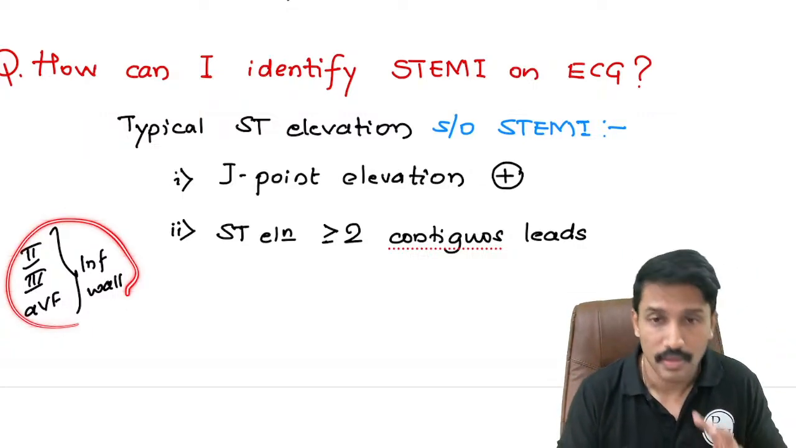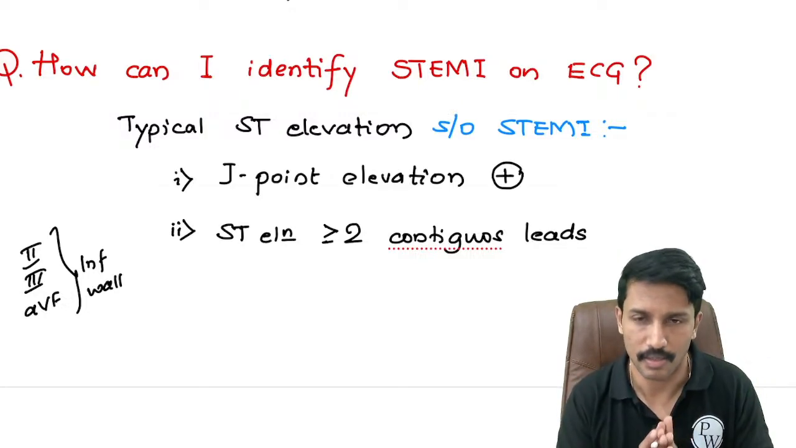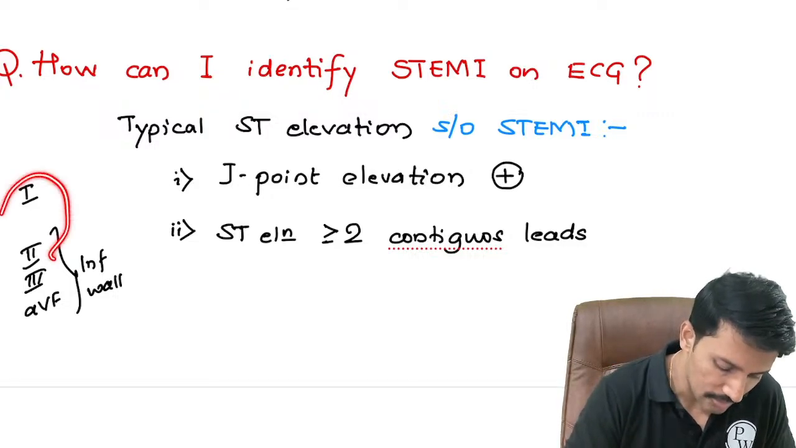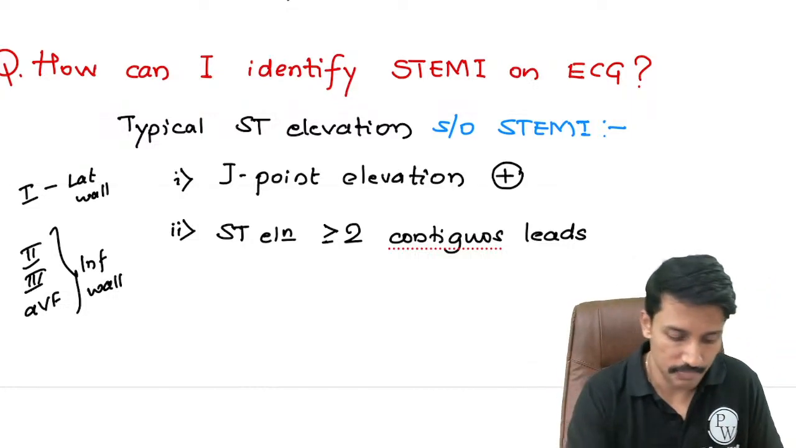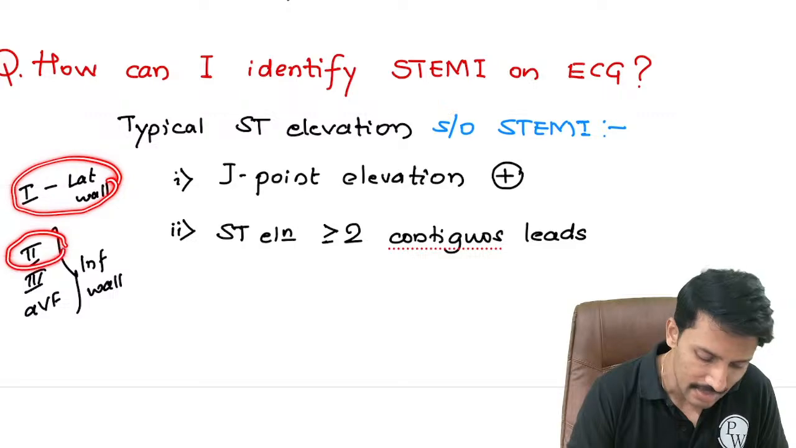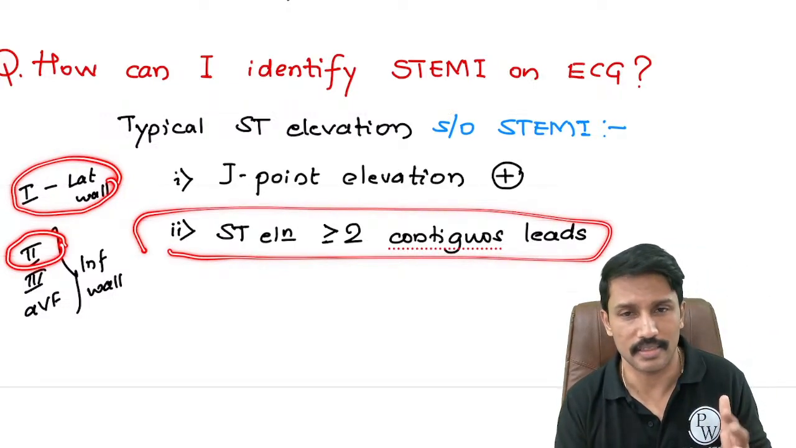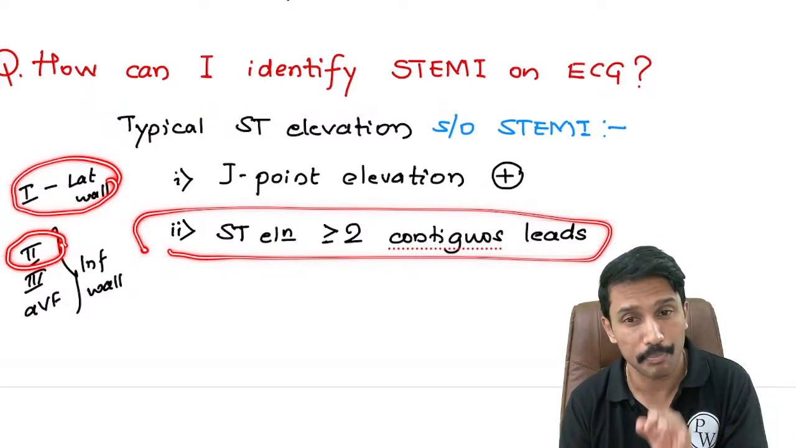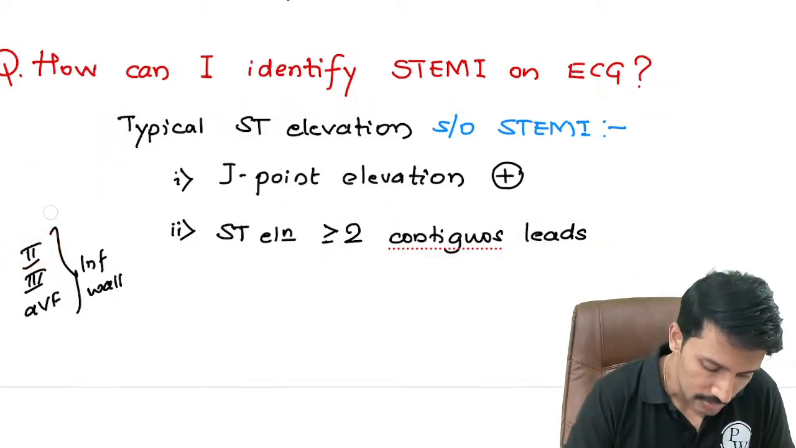Among these three, if I get ST elevation in at least 2 of them or more, that is typical. But 1 and 2 are not representing the same part of the heart. Lead 1 is representing the lateral wall, and lead 2 is representing the inferior wall. If I get ST elevation only in lead 1 and lead 2, this criterion is not satisfied because they are not contiguous leads. In the ECG, they are continuous, after 1 I have 2, but they are not representing the same part of the heart. So it is not typical ST elevation. Okay, that is the second criterion.